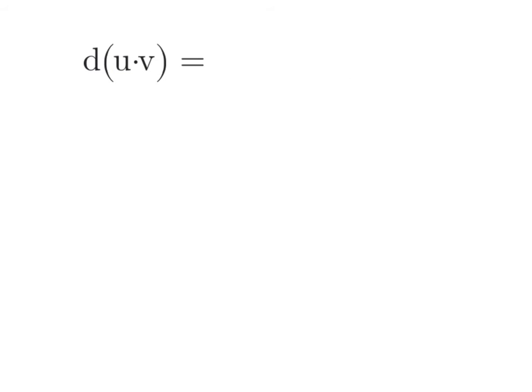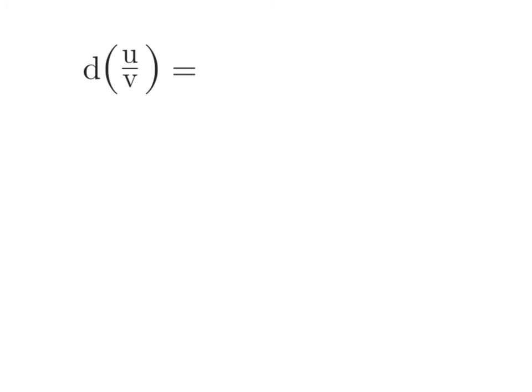If we're trying to take the differential of a product, we use that product rule, 1d2 plus 2d1. So our first function is u, and not just the derivative of v, but now the differential of v, which is dv, plus v du.